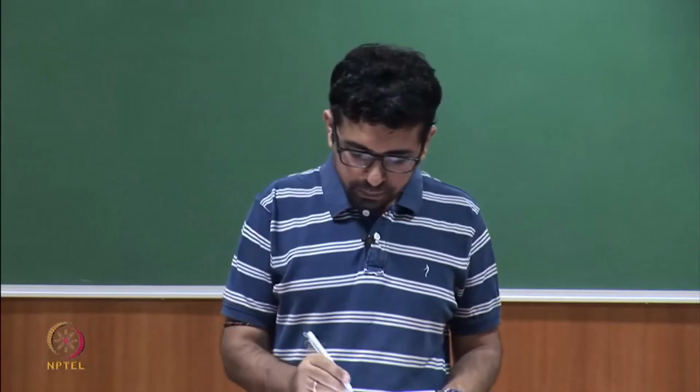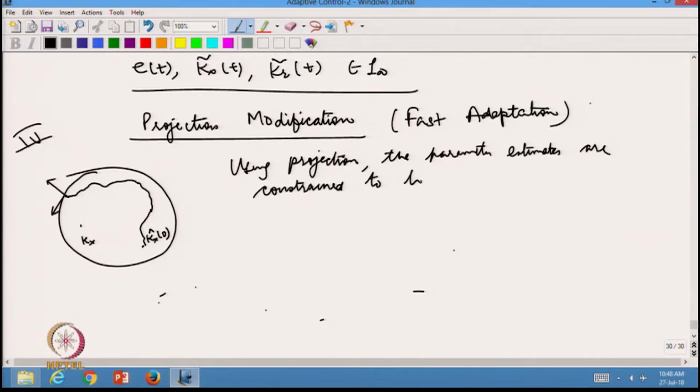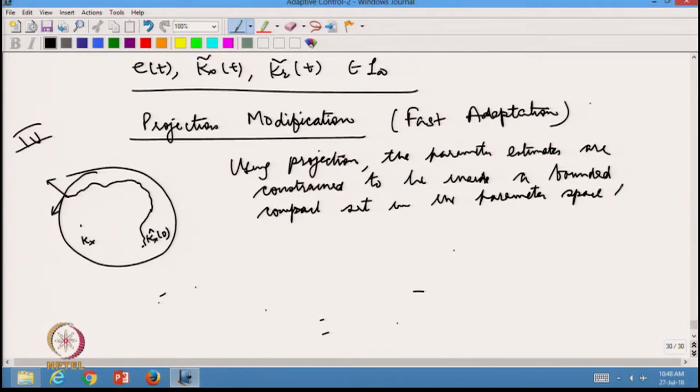Okay. So, what we can say is that using projection, the parameter estimates are constrained to lie inside a bounded compact set in the parameter space that contains the unknown parameter.